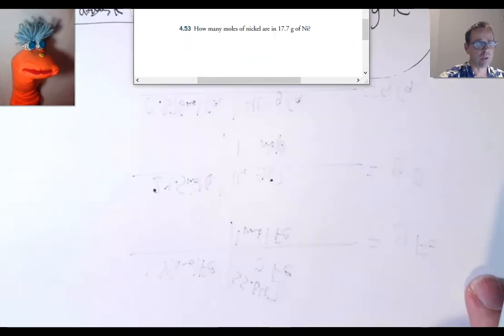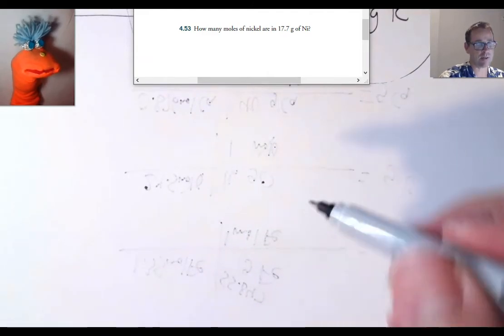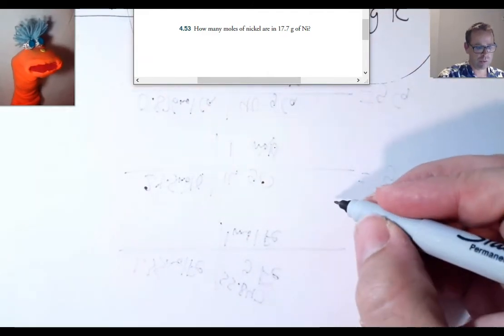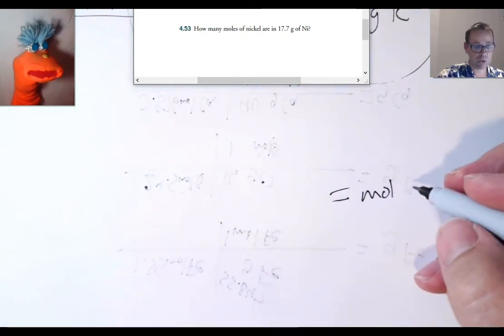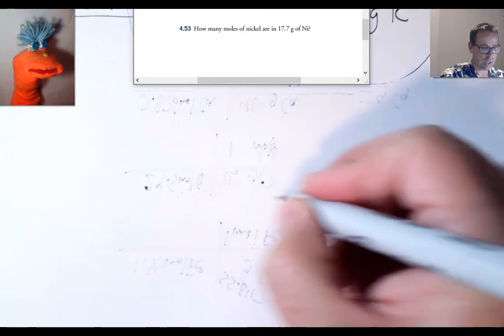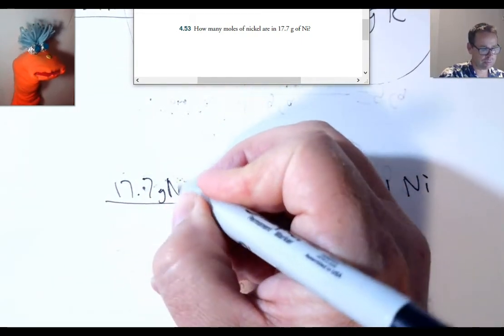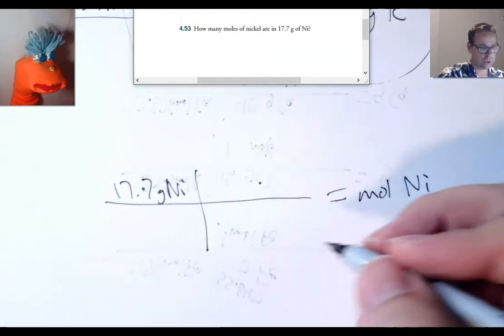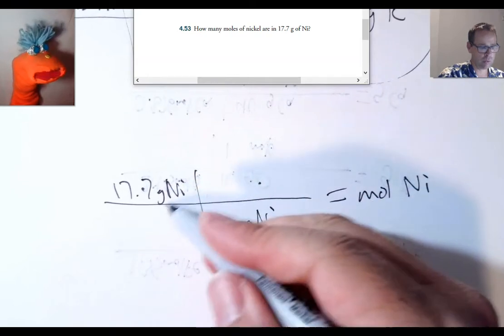Okay, very good. All right, how many moles of nickel are in 17.7 grams of nickel? That's easy, right? Yeah, moles to the right of the equal sign. Very good. And not just moles, but what? Oh, moles of nickel. Very good. And I start with 17.7 grams of nickel. Very good. And then grams on the bottom. How did you know grams goes there? Because you got to get rid of those grams.